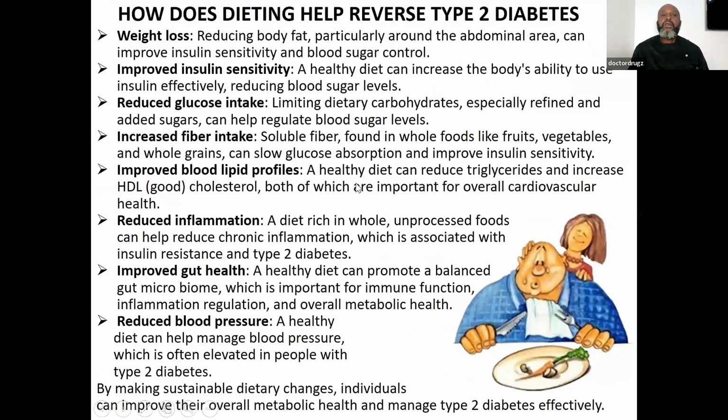If you look closely here, you can see that we're asking, how does dieting help reverse type 2 diabetes? You can't escape it. Weight loss can help us with that. It can help to improve insulin sensitivity, reduce glucose intake, increase fiber intake, improve blood lipid profiles. Now we talked about how diabetes can lead to poor blood lipid profile or increased bad cholesterol, reduce inflammation, improve gut health, reduce blood pressure, and so on and so forth. Now, by making sustainable dietary changes, individuals can improve their overall metabolic health and manage type 2 diabetes effectively. In fact, you can manage it out of existence.